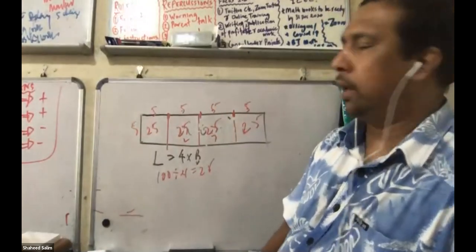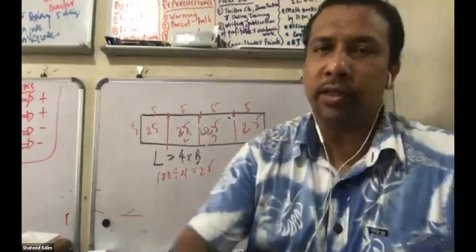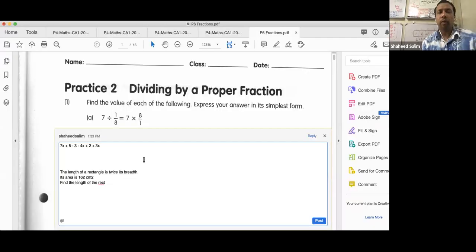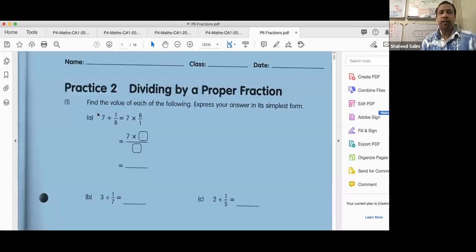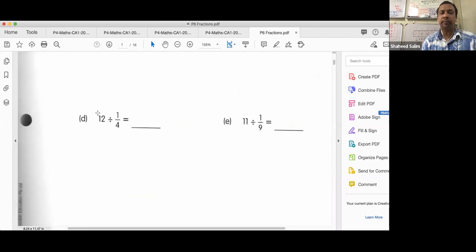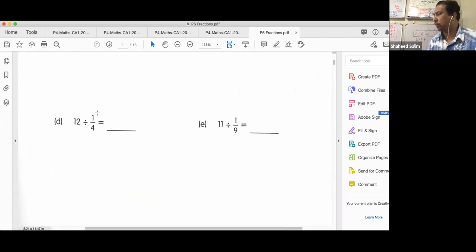All right, I hope you get it. So now we move on to fractions. Okay, here we go. When we just do some of these questions, can you write D and E, please? If we cannot do this, then we have to go back to earlier levels, P5.